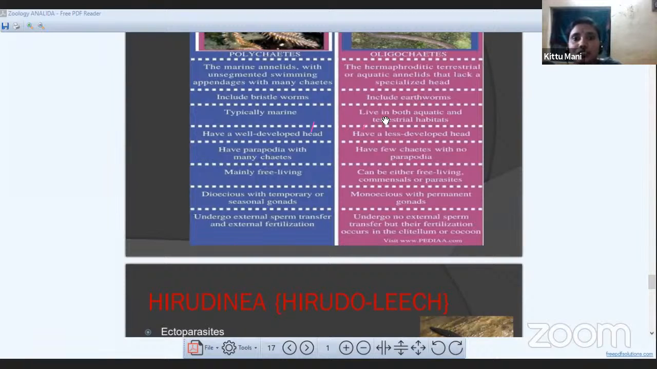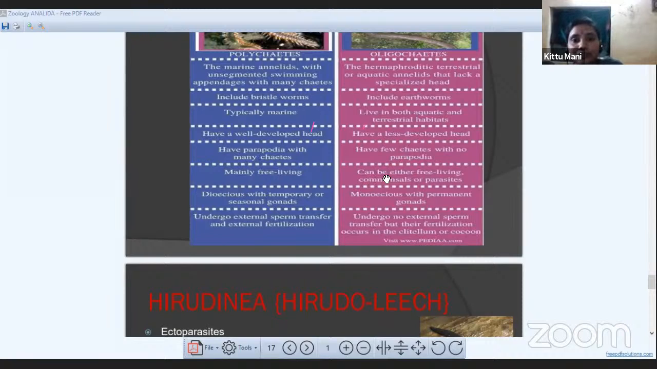Next, they live in both aquatic and terrestrial habitats, as we already discussed, and have a less developed head, meaning no specialized distinct head is present in these oligochaete organisms. They have few setae with no parapodia. This is also important: in polychaetes we observe parapodia with many setae, but here there are few setae with no parapodia.